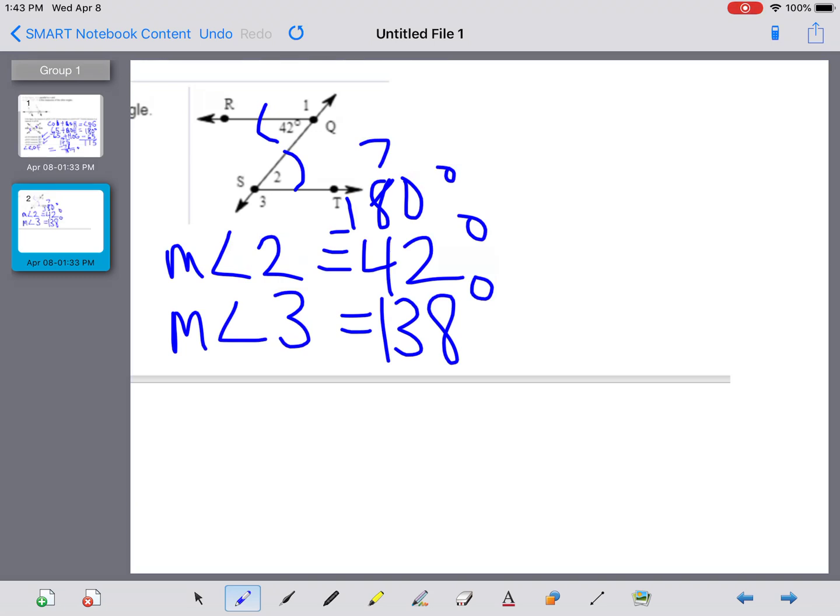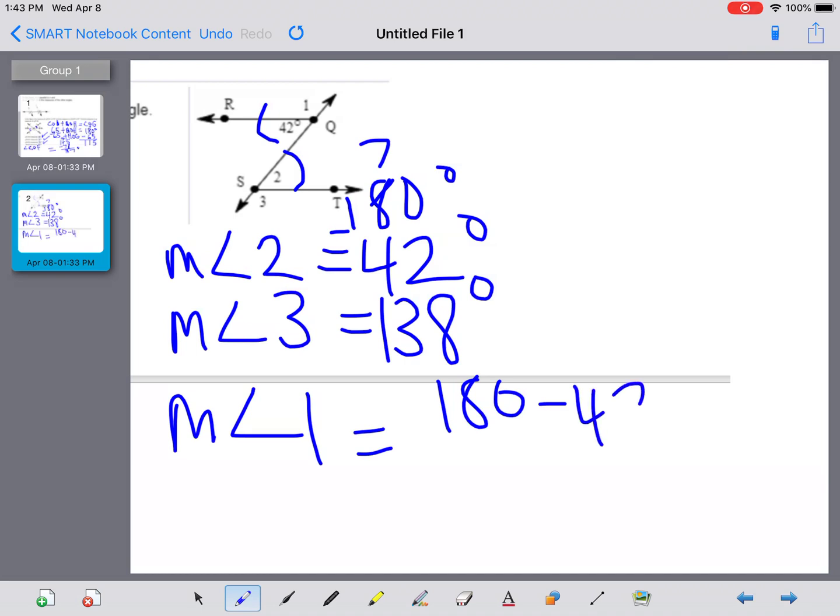We can find the measure of angle 1 the same way. The 42 degree angle and angle 1 form supplementary angles, and they add up and equal to 180 degrees. So we'll subtract 180 minus 42, and the measure of angle 1 is also 138 degrees.